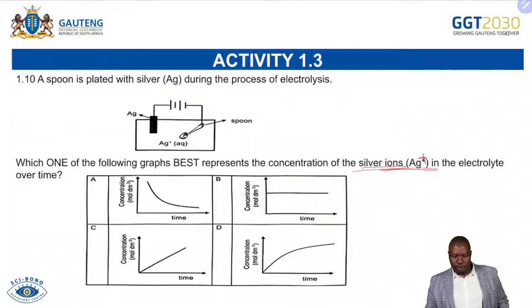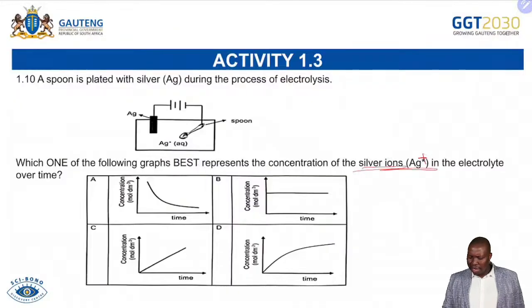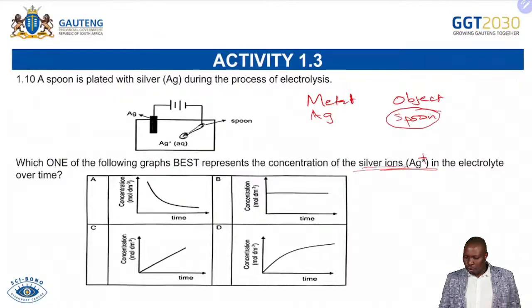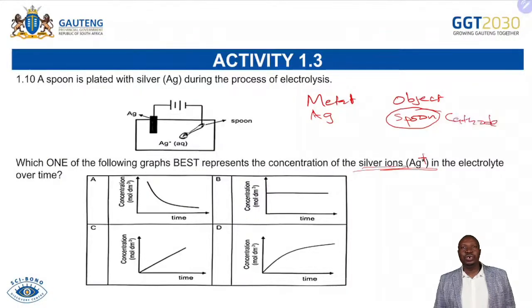During these processes, we have the metal here and we have the object. Our object is the spoon. And then we have our metal. In this case, our metal is silver. So now, on the spoon side, the spoon will always be on the cathode side. How do we know that?